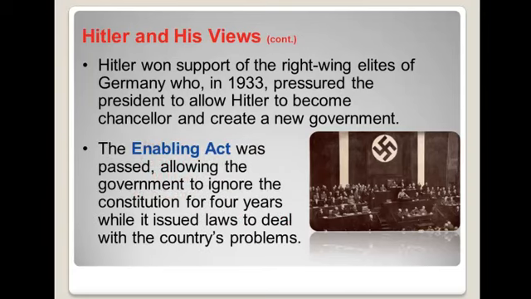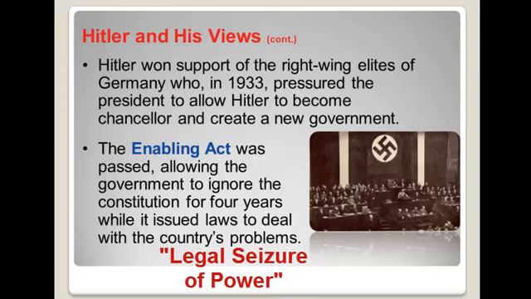Now, what ended up happening was the Reichstag passed the Enabling Act. What this did, it allowed the new government to ignore the Constitution for 4 years while it issued laws to deal with the country's problems. In a way, it created a legal seizure of power, where Hitler was allowed to take over the government without an uprising. It was done through legal means, through legislation.